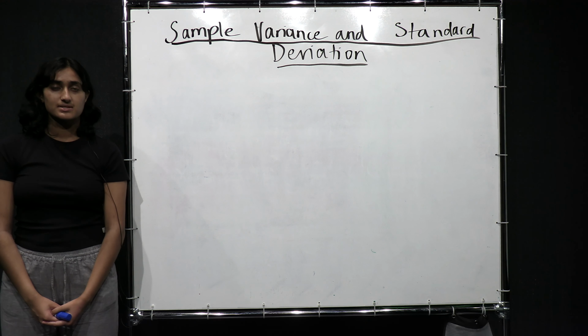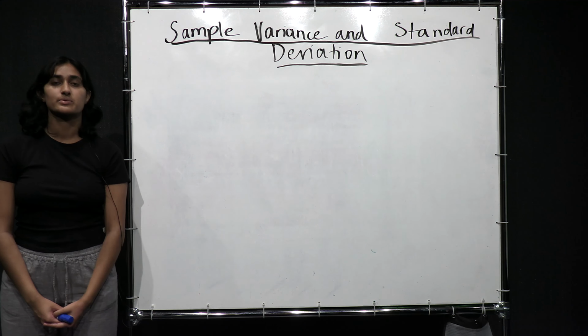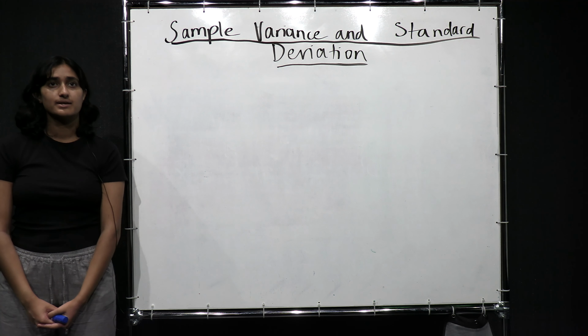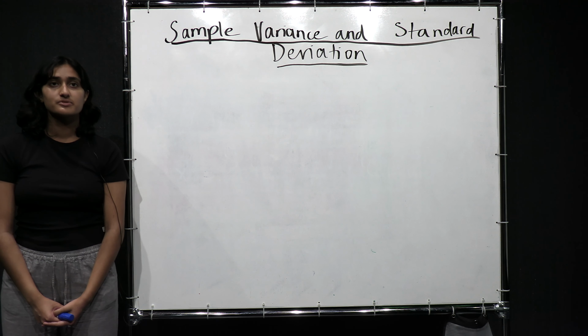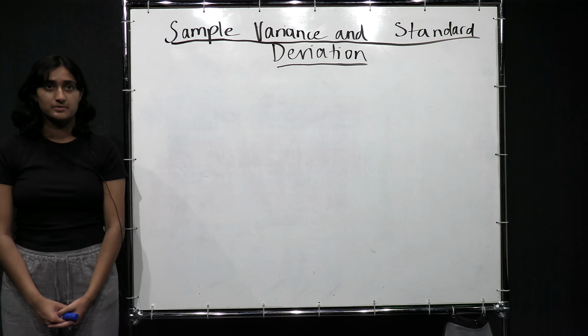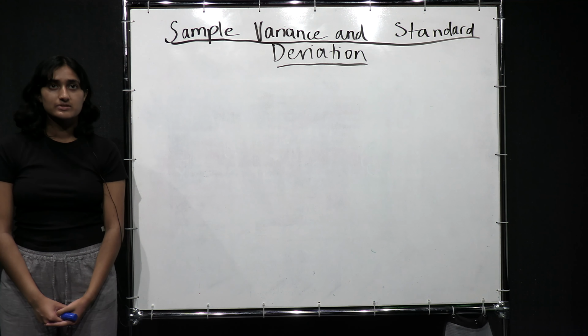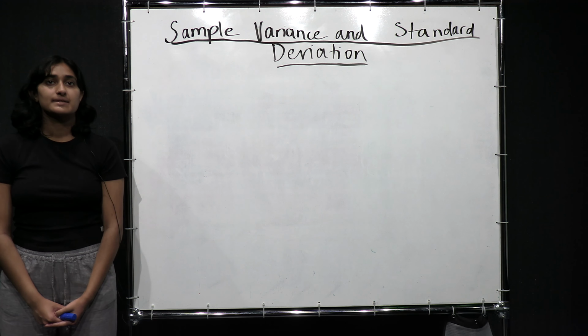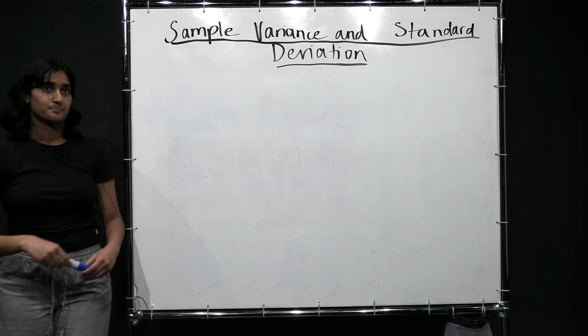The sample variance is calculated by summing the squares of the residuals, E1 through En, and dividing by the number of samples minus 1, n minus 1. So it's essentially the average of the squares of residuals. It's given the symbol s squared.